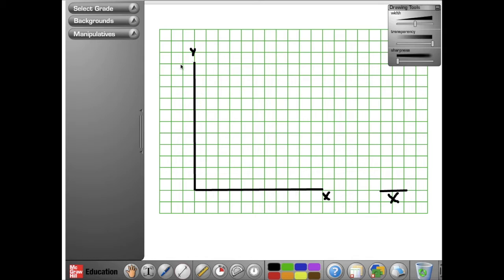Whereas the Y has a vertical stem to remind you that this axis that runs north and south is labeled the y-axis.